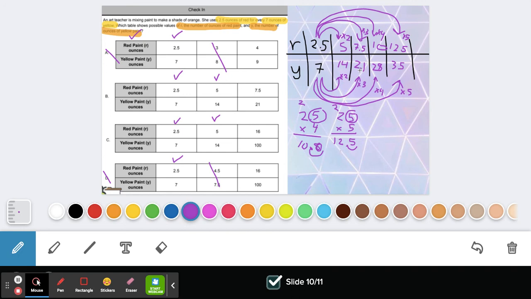So now I have 7.5 over 21. This one is correct. So far my answer choice is B. So if I look at this, now I have 16 over 100. So let's check for 16.